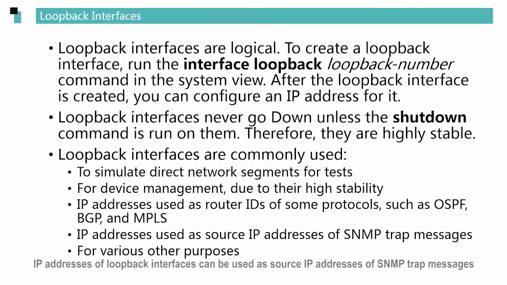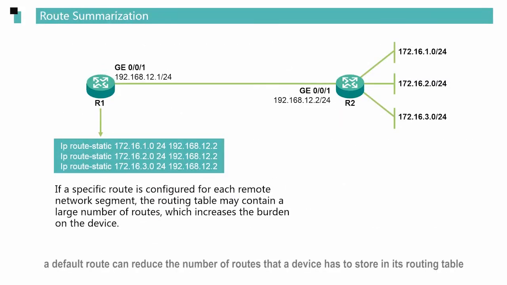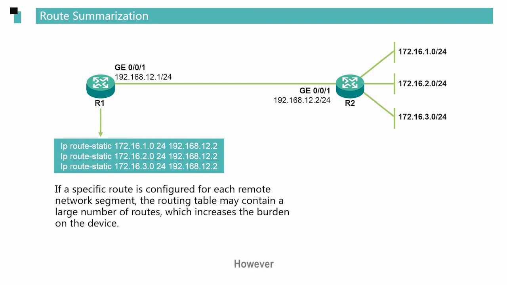SNMP trap messages. As we have seen, a default route can reduce the number of routes that a device has to store in its routing table. However, the default route has a coarse granularity, meaning that it cannot guide traffic forwarding precisely. Route summarization offers a solution. In this network, R2 is connected to 3 network segments. If we use the static route solution, 3 static routes must be configured. Let's take a closer look at the 3 network segments.